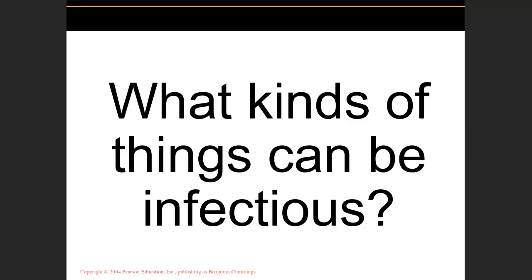So who can tell me what kinds of things can be infectious? Starting with the most complex. What kinds of things can be infectious? Eukaryotic pathogens. Okay, Bryant, can you give me any examples? Or can anybody give me examples of some eukaryotic pathogens?